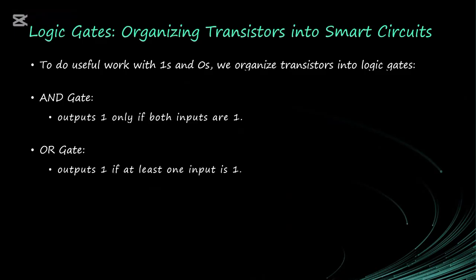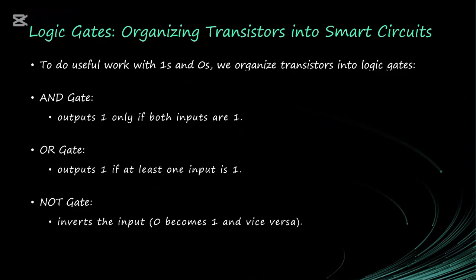We also have the OR gate. The OR gate will output 1 if at least one of the inputs is 1, that means it is on. We also have the NOT gate. The NOT gate will invert the input. Don't worry, you're going to understand these things better as we progress. We also have the XOR, the NAND, and the NOR. We are going to discuss logic gates later on. But transistors are what we put together to get logic gates.